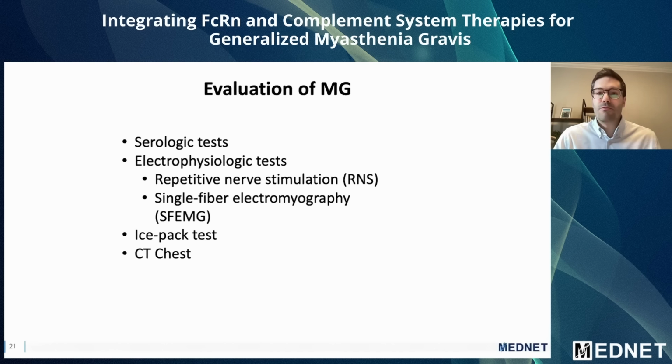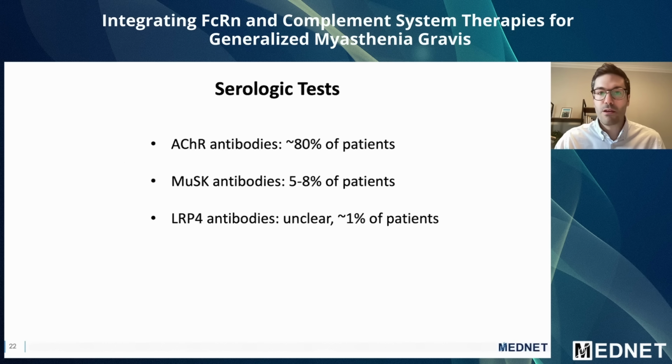So now moving on from the pathophysiology into more of the evaluation of MG. I'm going to start out by talking about serologic tests, and then electrophysiologic tests. I'll touch on the ice pack test, as well as CT chest. So for serologic tests, AChR antibodies are present in about 80% of patients. MuSK is positive in about 5 to 8%. And then LRP4 antibodies, somewhat controversial in the field right now, so it's somewhat unclear, but has been estimated to be about 1% of patients.